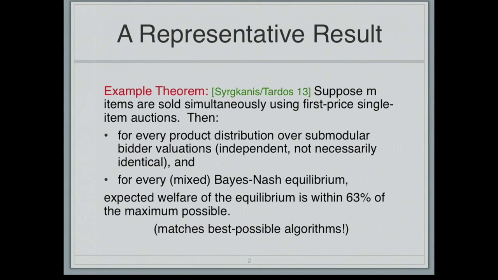Again, this theorem you can interpret as trying to give guidance about it by saying, in a substitutes type situation, separate single item auctions is really not as bad as you would expect. Adding complexity to the auction format can only gain a relatively small amount.